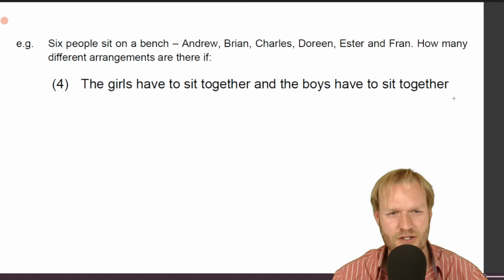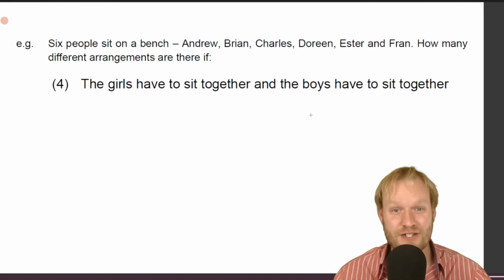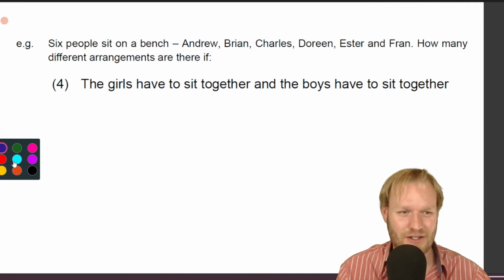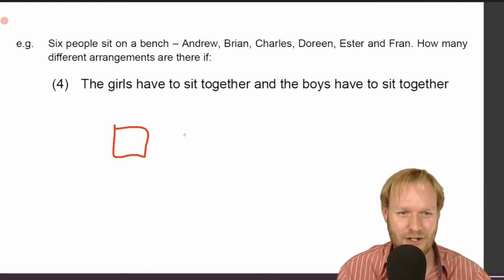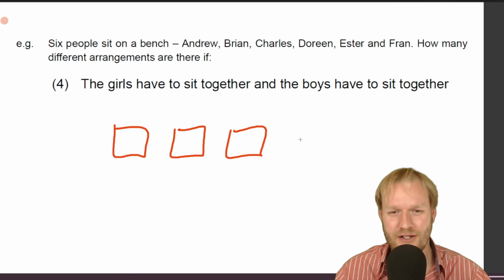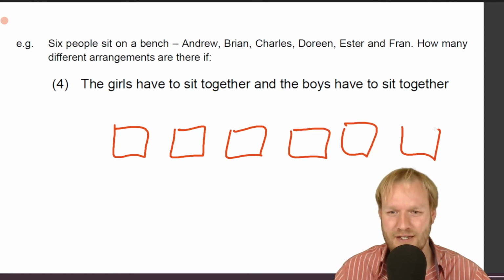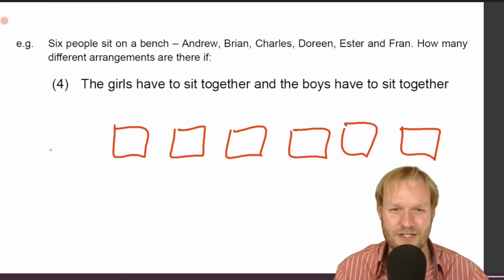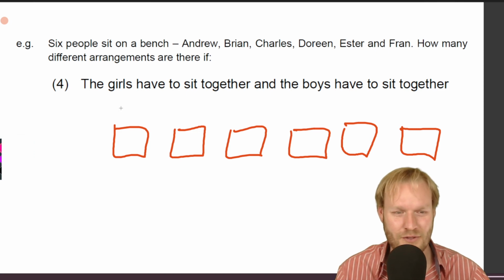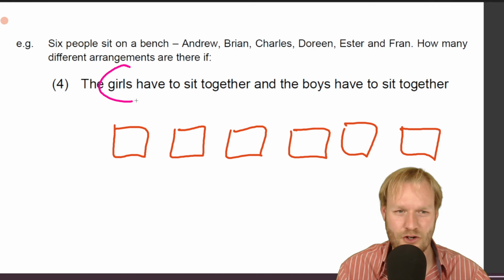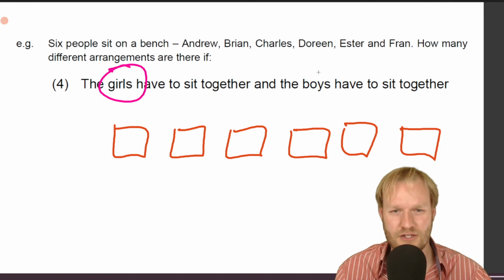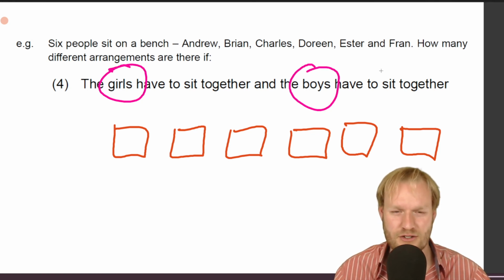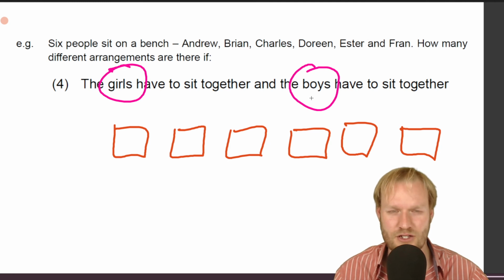Okay, for our last bit, 6 people sit on a bench. The girls have to sit together and the boys have to sit together. So here we are at our junior school dance, and we've got 6 seats, and the girls are all sitting together and the boys are sitting together. So let's see, how many different ways are there for the group of girls to sit together and the group of boys to sit together? How many different ways could we seat those groups?